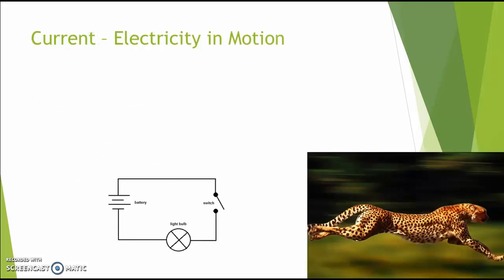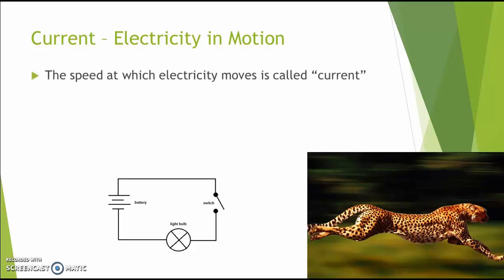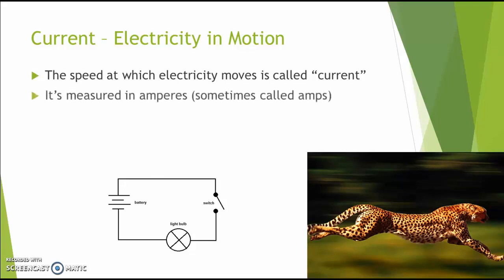Static electricity is neat, and it's very interesting for certain experiments, but to be honest, electricity when it moves is much more interesting and much more useful. We call electricity in motion current. What is current precisely? Well, it's the speed at which electricity moves. It's measured in amperes, and the definition of an ampere is just a coulomb per second.